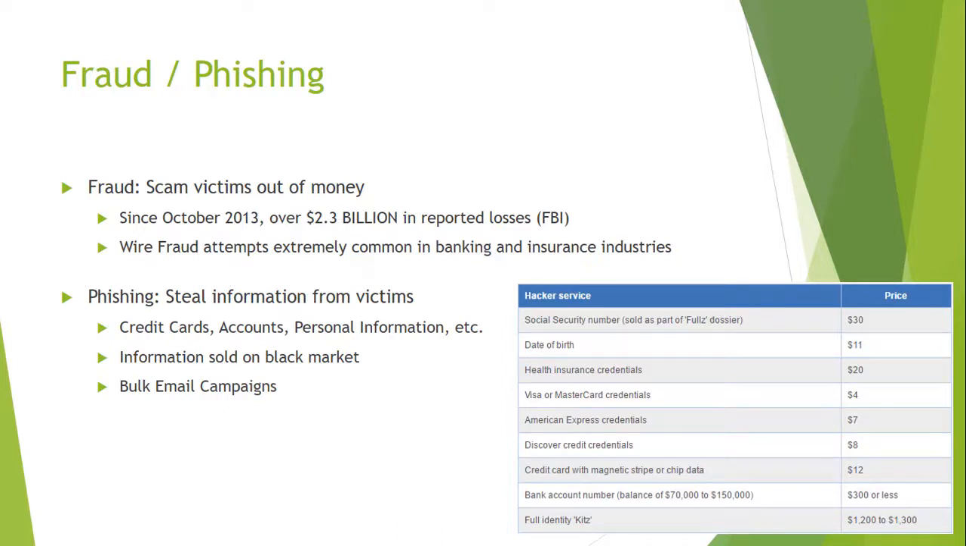A really important difference to note between fraud and phishing is that fraud is often very targeted. So an attempt might go directly to a specific person in a specific organization. Phishing, on the other hand, is often carried out by bulk email campaigns. And so the attacker will send out emails to thousands or sometimes even millions of potential victims, and all they need is for a very, very small percentage of those people to fall for the scam and provide information. And then that information is turned around and sold.